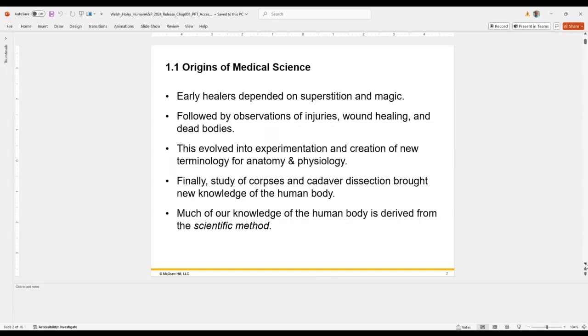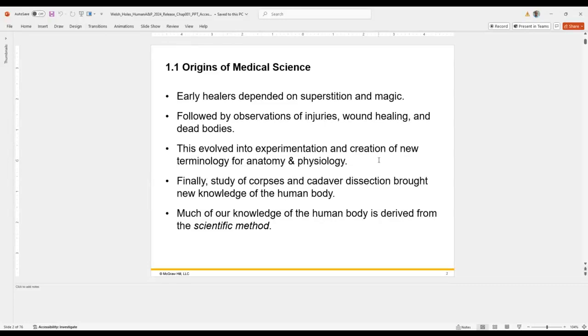Really, if we look back, it certainly has to do with people's concerns about health, and therefore is tied closely into medical sciences. Now, early on, it wasn't as scientific, though, of course. The early healers depended on superstition and magic, and then they started observing things about injuries and wound healing and even dead bodies, which told them a lot of things. And over time, it did evolve into more experimentation. And so we started understanding how to study things properly using scientific method.